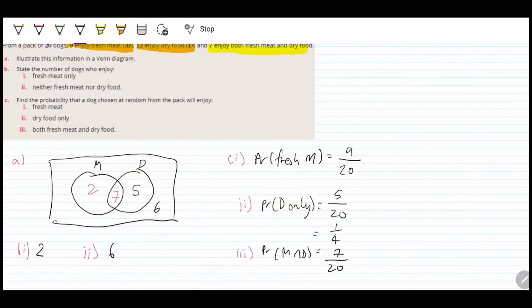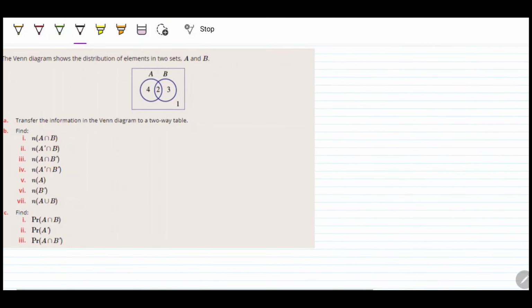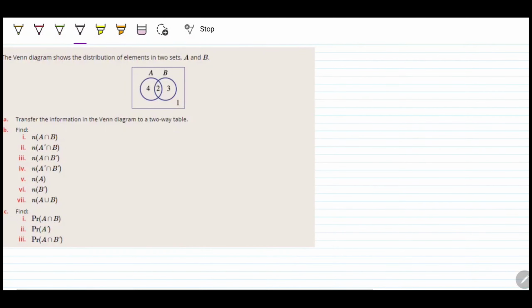Okay, let's move on to the next example. The Venn diagram shows the distribution of elements in 2 sets, A and B. So we've got A, B, the intersect, and the box outside. Part A is asking us to transfer the information in the diagram to a two-way table.